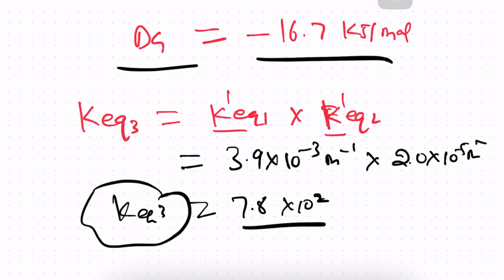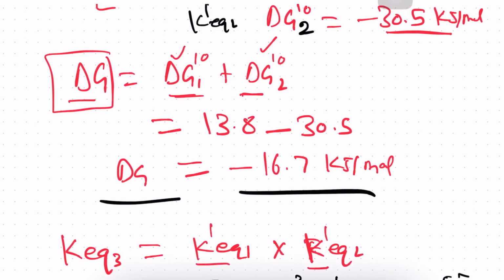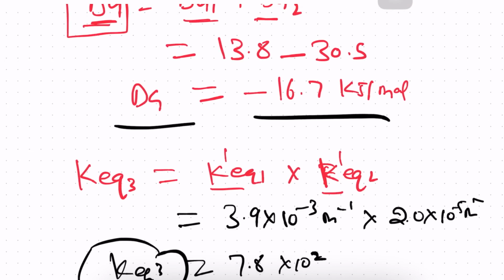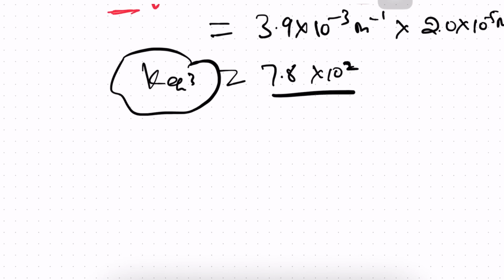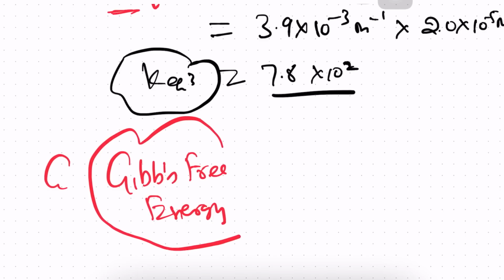So you can see the value of K equilibrium 3 can be calculated if you multiply both. Keep in mind, when we have two sequential reactions, you add if you want to calculate the value of delta G, and if you want to calculate the overall equilibrium constant, you multiply. So hopefully you have understood the concept of Gibbs free energy.